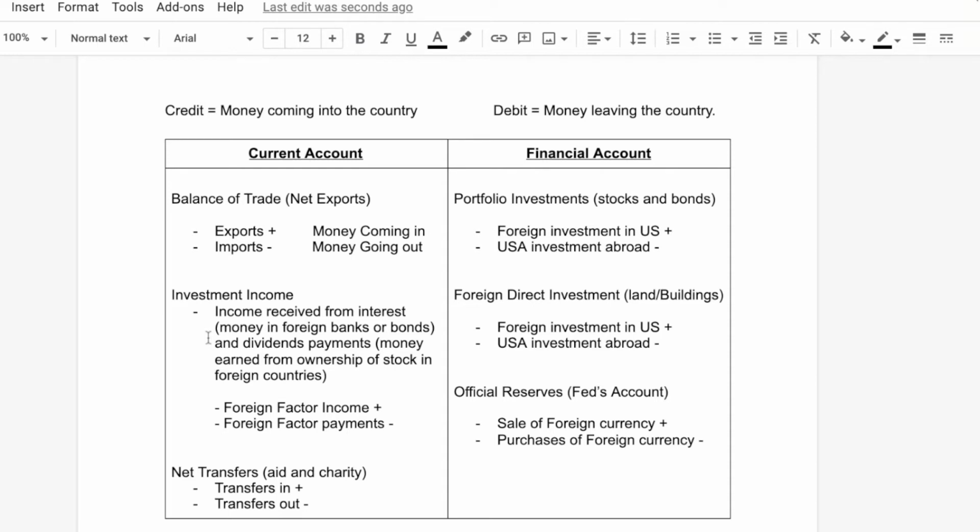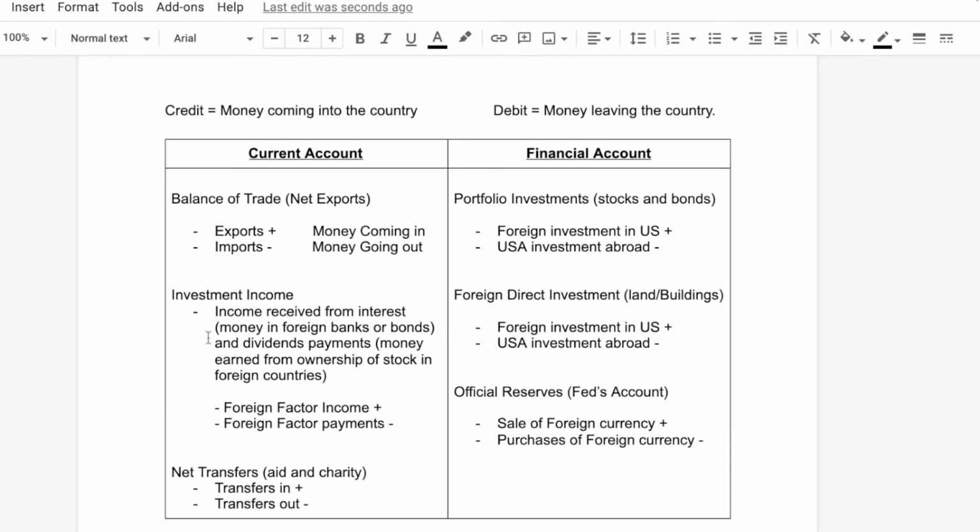So net transfers, money going out, would be the same idea, just some leaving the country. If there's a hurricane or an earthquake, let's say there's an earthquake in the Caribbean, and we send charity to the survivors of the earthquake, that would be a transfer leaving the country. Or if someone were to come and work in the US, but they were from Mexico and they were sending money back to their family, that would be a transfer going out.